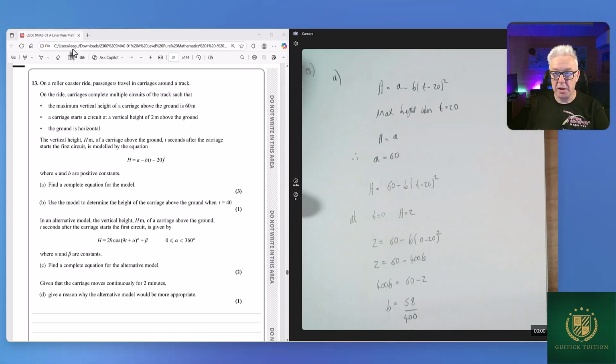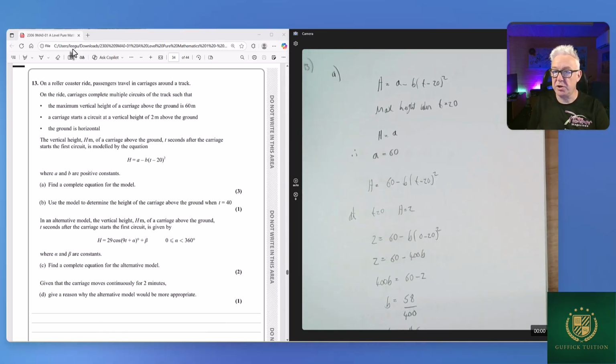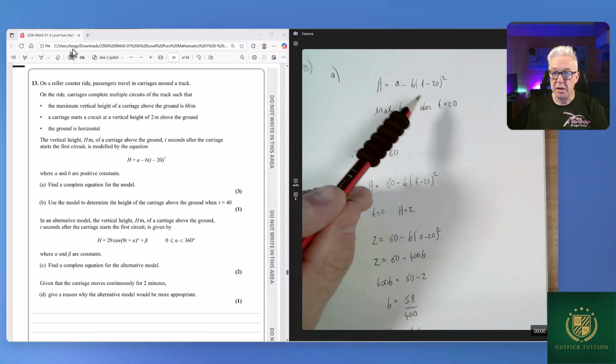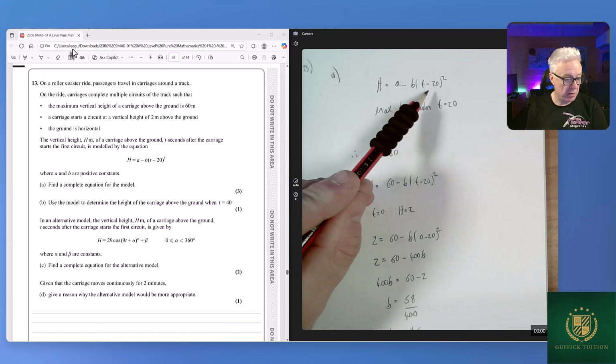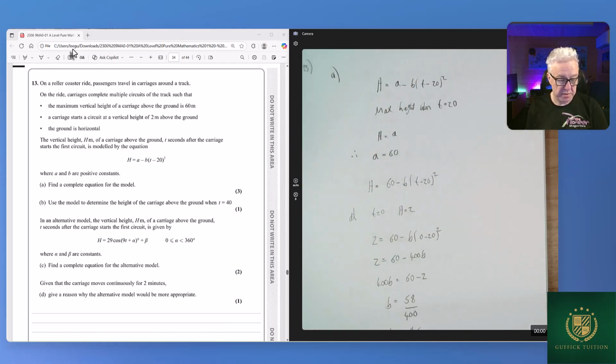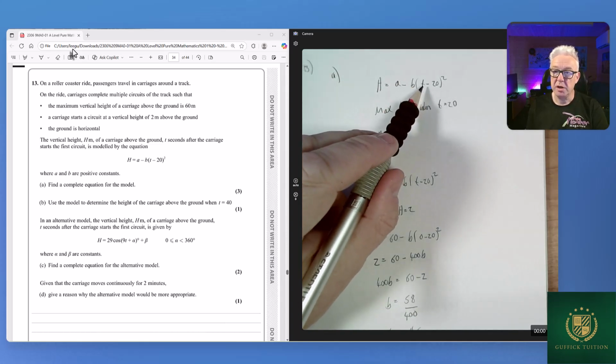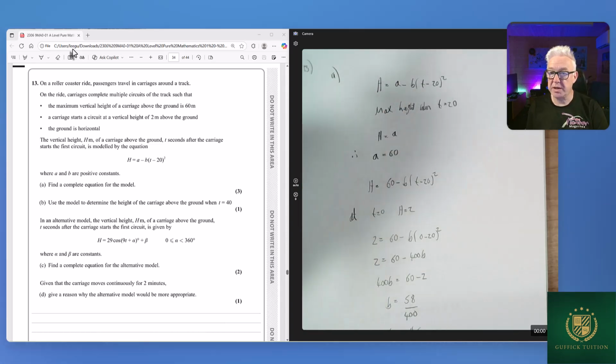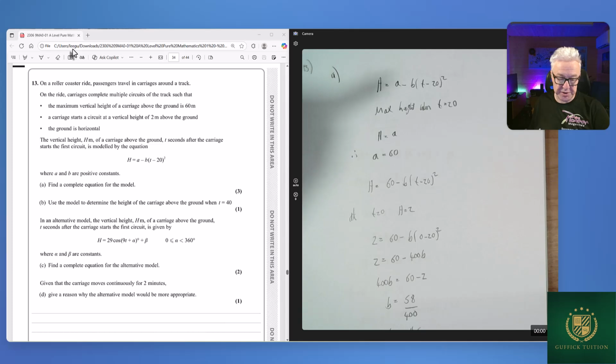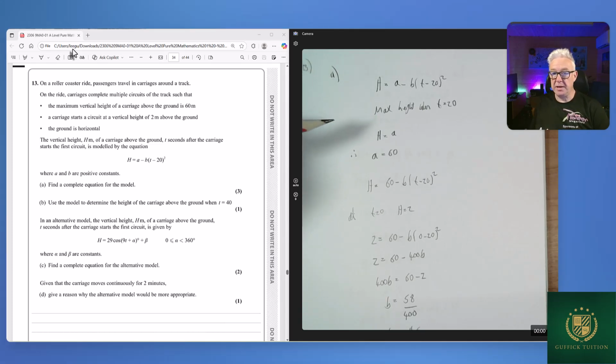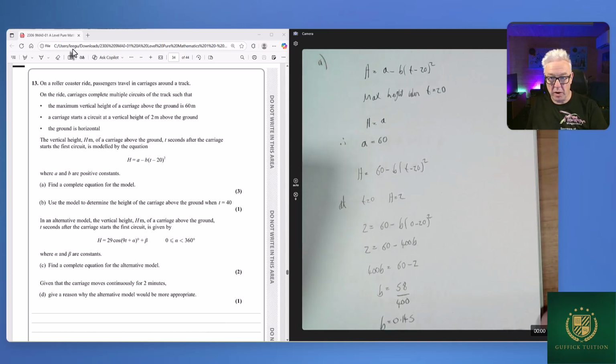Okay, so step 1. What are we told? We are told that the maximum height of the carriage is going to be 60 metres. Now, from this quadratic equation here, this is going to occur when t is equal to 20. And that's because in this equation, we're going to have 20 minus 20 will be 0. So therefore, we can say that when t is equal to 20, our equation is h is equal to a. And the question tells us that the height at that time is 60. So therefore, a is 60. Okay, so that's our first step. We found out what a is.